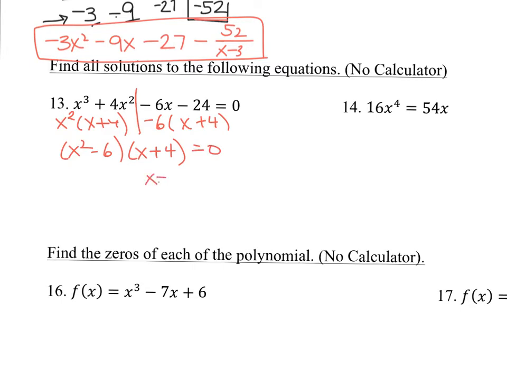So x equals negative 4. That's one solution. Over here, I have x squared minus 6 equals 0. So x squared equals 6. So x equals plus or minus rad 6. Make sure you can't simplify that radical. I can't, so I'm finished.